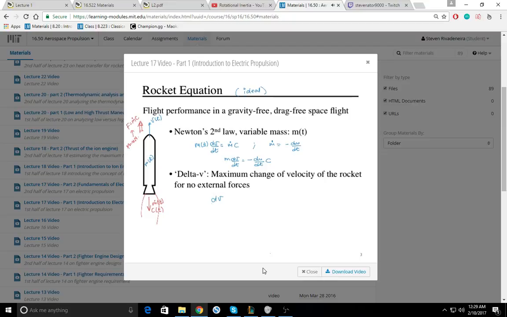So rearranging this, we have dv over c equals minus dm over m. We can integrate it from an initial velocity to a final velocity, and from an initial mass to a final mass to obtain the rocket equation. So basically we have that v2 minus v1 equals c times the logarithm of the initial mass over the final mass of the vehicle. Now this change in velocity is what we call the delta v of the mission. And it's a property of the mission that we want to accomplish.